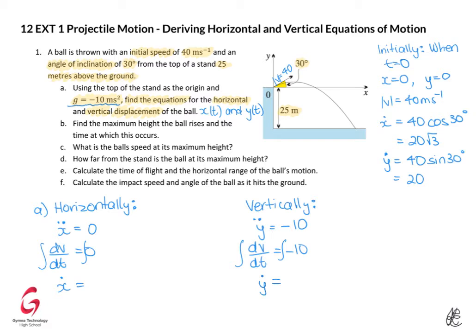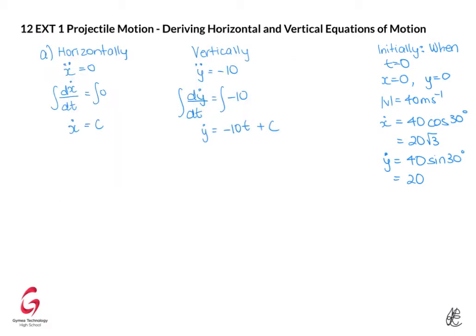So integrating 0, we get just a constant value that we will now use our initial conditions to find. And integrating -10 with respect to t means that we now have -10t plus some unknown constant value that again we'll use the initial conditions to find. So initially when t is equal to 0, our horizontal velocity is equal to 20√3. So making that substitution into the horizontal velocity equation over here, we get our constant value equal to 20√3, and so we have our equation horizontally for the velocity. And now we need to do the same thing for the vertical component.